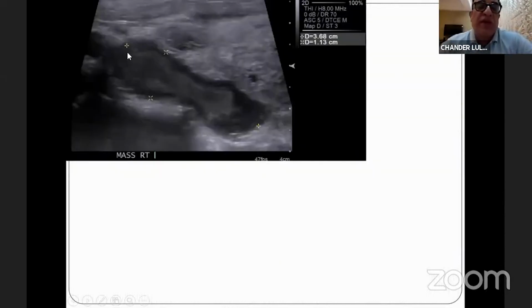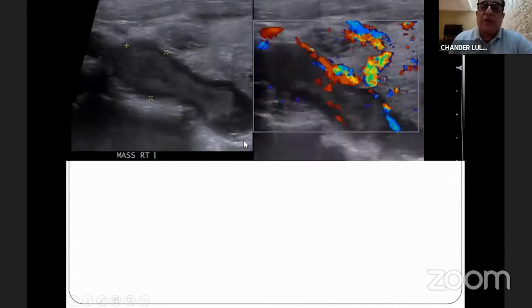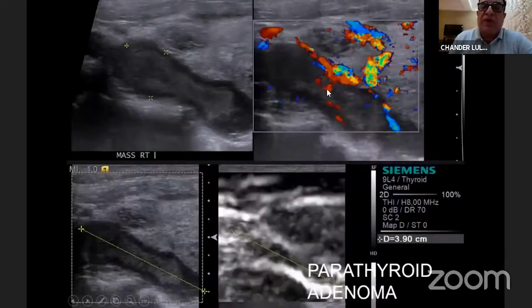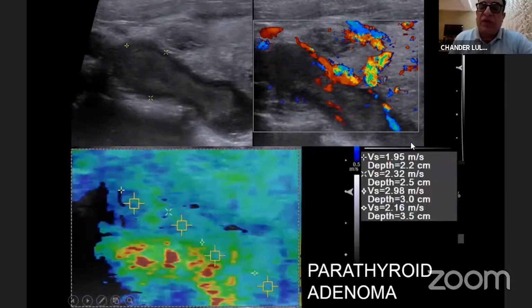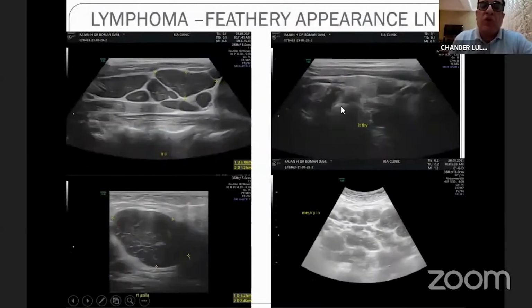Very briefly, differential diagnosis. This is, of course, a lesion behind the thyroid, so it's a parathyroid adenoma. It is typical, showing the typical peripheral vascularity going inside and appears soft on elastography. So parathyroid adenomas are usually soft, less than 3 meters per second. Lymphoma with multiple lymph nodes with feathery appearance.